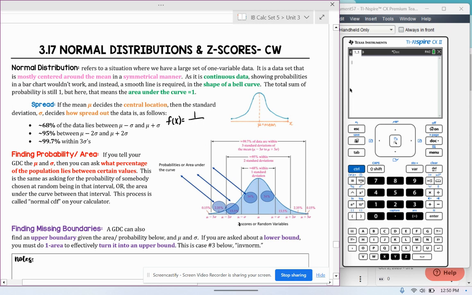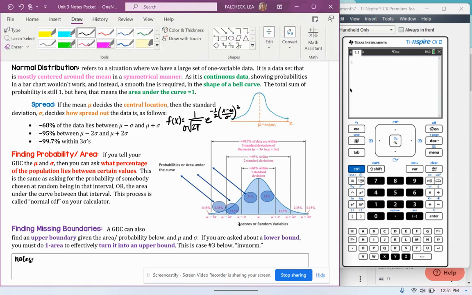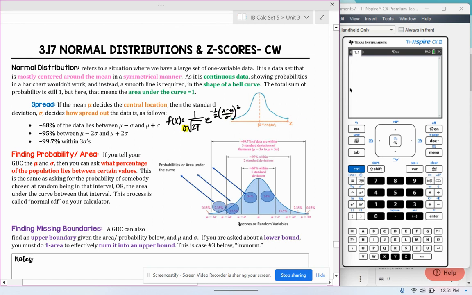We have f of x is equal to 1 over theta times the square root of 2 pi, e all raised to the negative 1/2 times x minus mu over the standard deviation squared, okay? So the shape of the distribution is going to be dependent upon the standard deviation and the mean. If you graph this function, it will look like this.